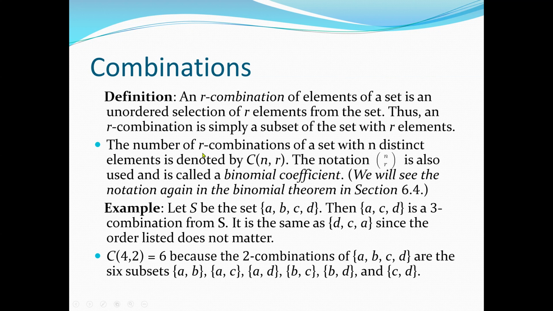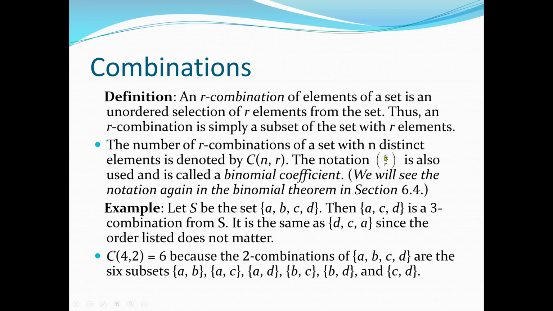So here we say the number of r-combinations of a set with n distinct elements is denoted by C(n, r), same as we have permutation P(n, r). So n will be the number of elements, and r will be the number of elements in each combination we want to make.